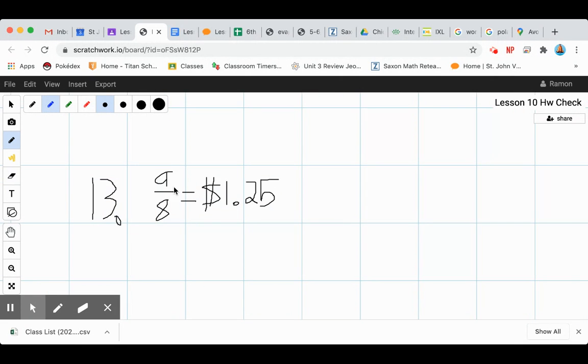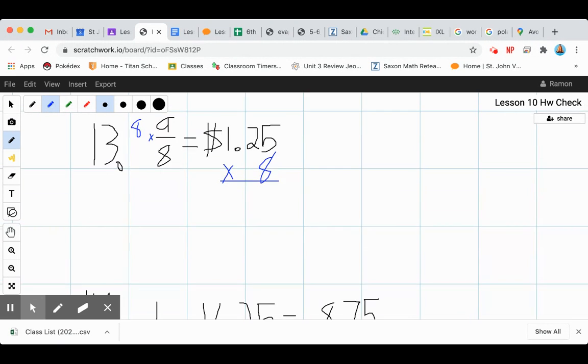For number 13, we're being asked to find the value of a. A divided by 8 equals $1.25. Since this isn't set up in a fraction, that means we are dividing them. And so we have to use the inverse of division, which is multiplication. And then we multiply both of these values and find our product.